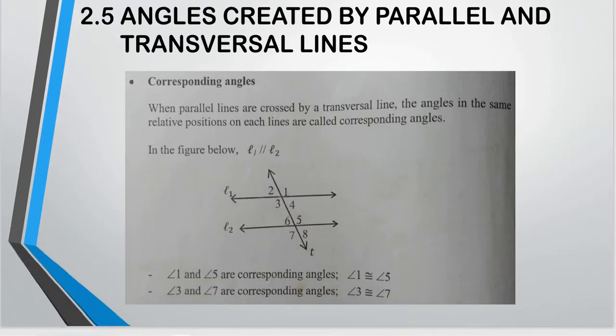Okay, angles created by parallel and transversal line. Okay, corresponding angles. When parallel lines are crossed by transversal line, the angle in the same relative position on each line are called corresponding angles. Okay, katakan kita ada dua parallel line. Line ni dengan line ni adalah parallel. So kita tahu that angle yang corresponding to each other is 1 and 5, sorry. This one is 1 and 5. Dia punya angle adalah sama.